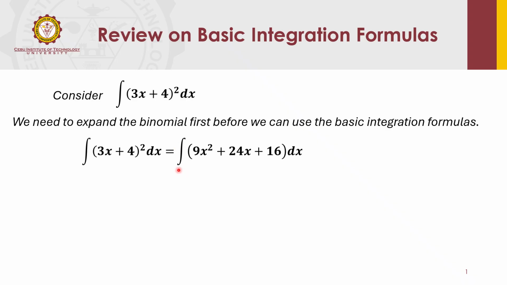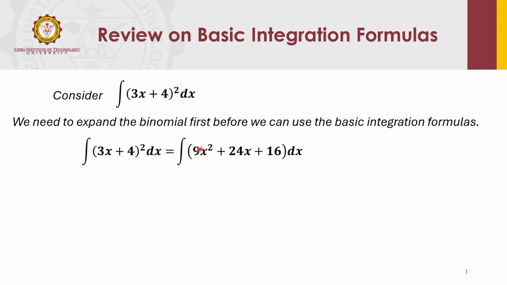Okay, so if we expand (3x + 4)², it's 9x², meaning the square of the first term, plus 2 times the product of the first and the second terms. That's 2 times 3x, or 6x, times 4, so that's 24x. And then the last term would be the square of 4, or 16. And using the power rule, constant times integral of f(x) dx, etc.